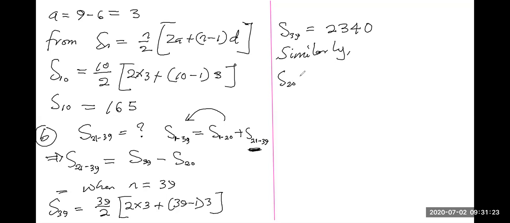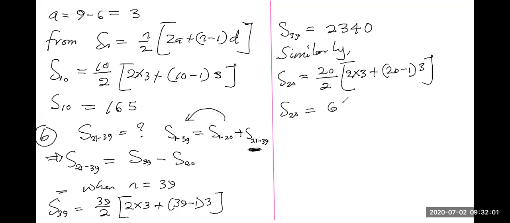Similarly, for the sum 1 to 20, n is equal to 20. 20 over 2 into 2 times 3, our a is 3, plus 20 minus 1, and our d is also 3. 20 minus 1 is 19, and 19 times 3 gives us 57. Then you add the 6 there and you have 63, and 63 times 10, because 20 divided by 2 is 10, gives us 630. So we can now say that our sum 1 to 20, which is S20, is 630.